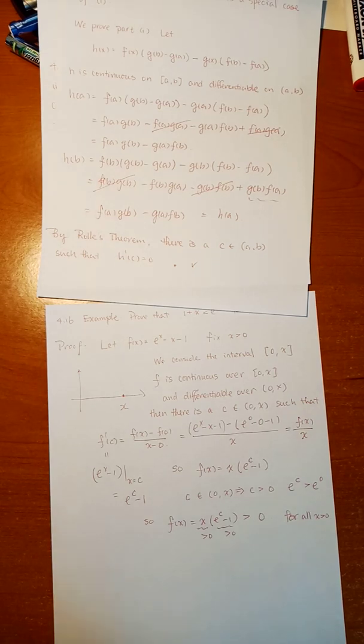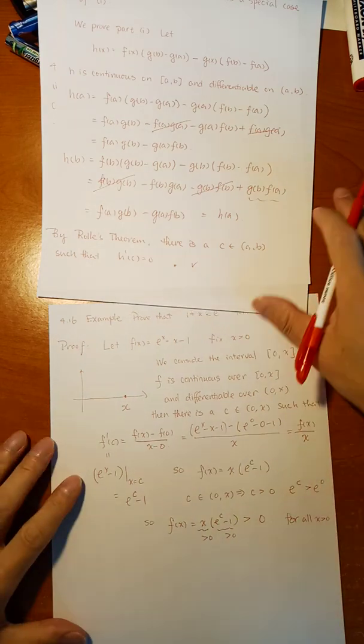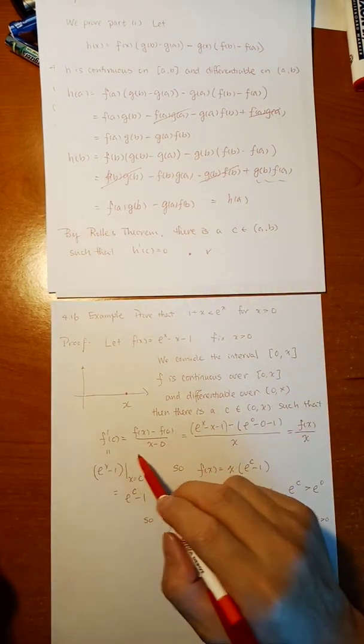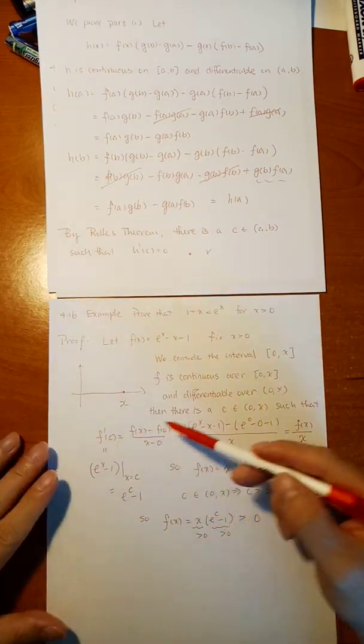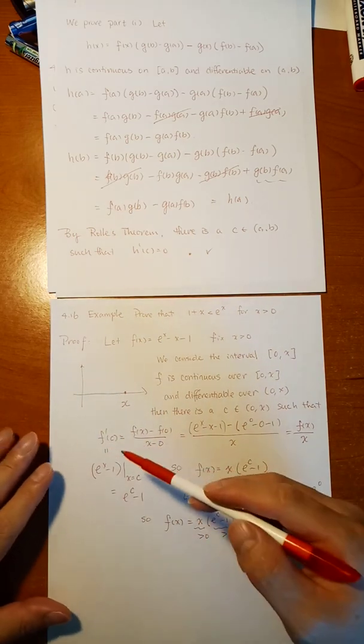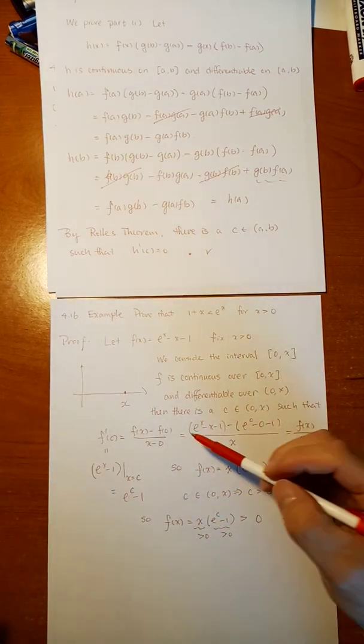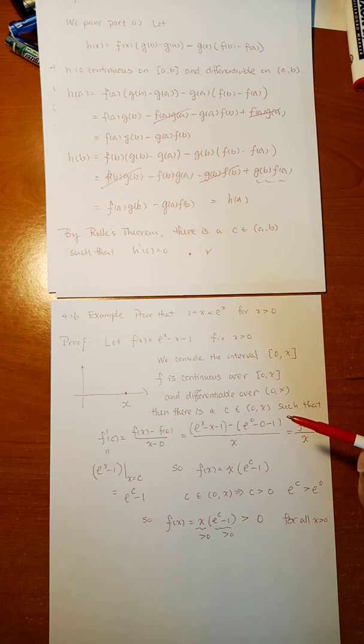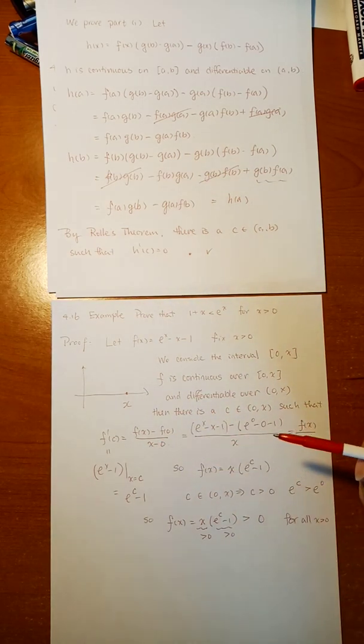You prove f(x) is always greater than 0 for all x positive. That's our application of the mean value theorem. We find the relation between the derivative at a certain point between a and b and (f(b) minus f(a)) over (b minus a).